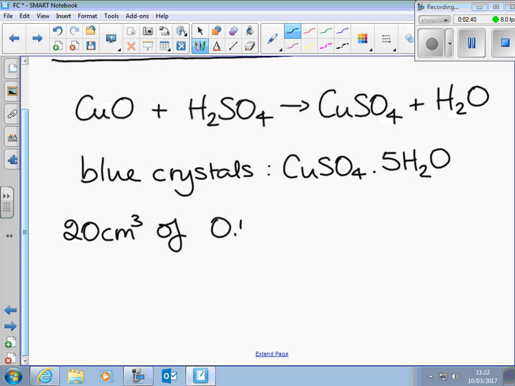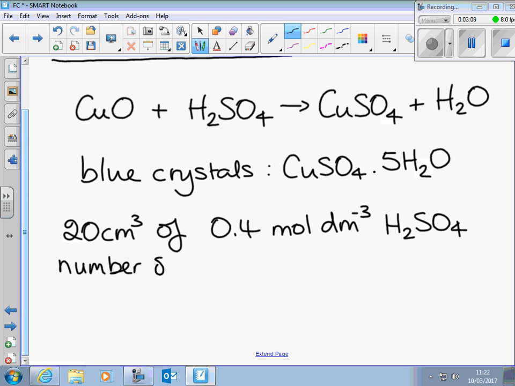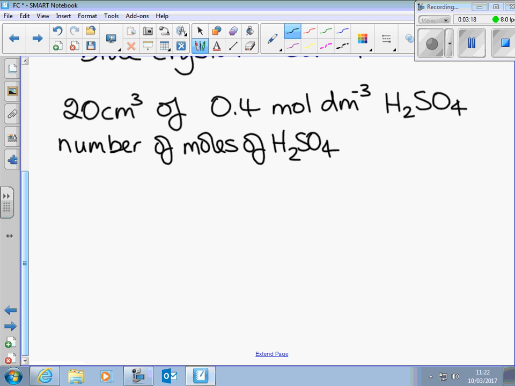So 0.4, we write it like that. If we had a whole litre of it, a decimetre cubed, there'd be 0.4 of a mole in it. You're only using 20 centimetre cubed. So we're going to have to work out how many moles of that we're actually using. All right. Now, so the number of moles of sulfuric acid equals, I'll put it underneath because it's going to be a relatively long calculation.